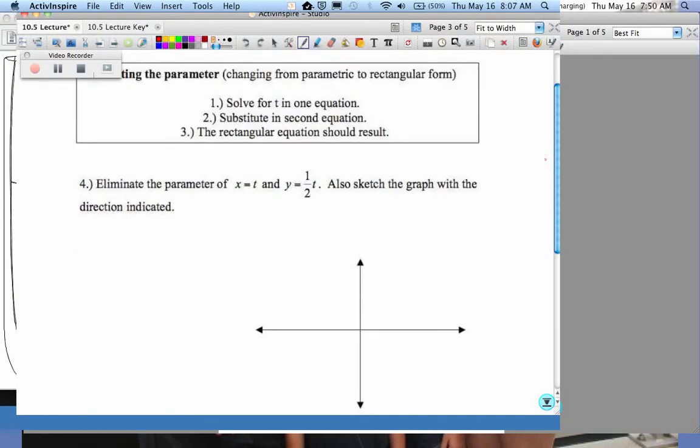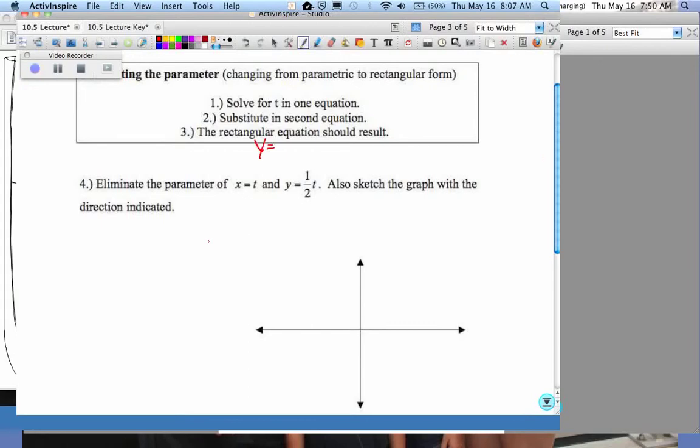The rules are there. You take one of your equations, solve for t. You substitute it into the second equation. And then you should simplify into, when they say into rectangular form, it should be something that everyone else can recognize. Or back into a y equals that you could type into your calculator. So that's kind of my rule.